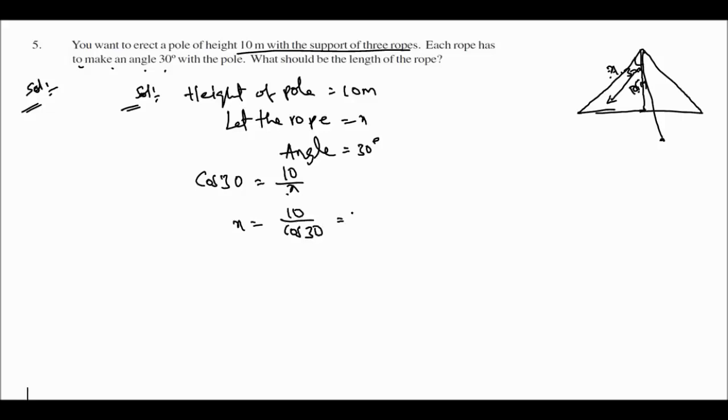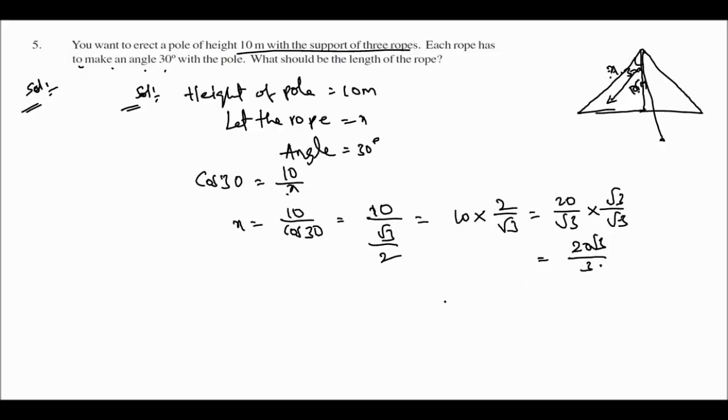Okay, so cos 30 is 10 by x, and x is equal to 10 by cos 30. So cos 30 is equal to how much? 1 by, so how much? 1 by root 3. Okay, no, root 3 by 2. So 10 by root 3 by 2. So it will go up in reverse, and 10 into 2 by root 3. So it will become 20 divided by root 3. So multiplying by root 3 over root 3, 20 root 3 divided by 3. So it is the x value.